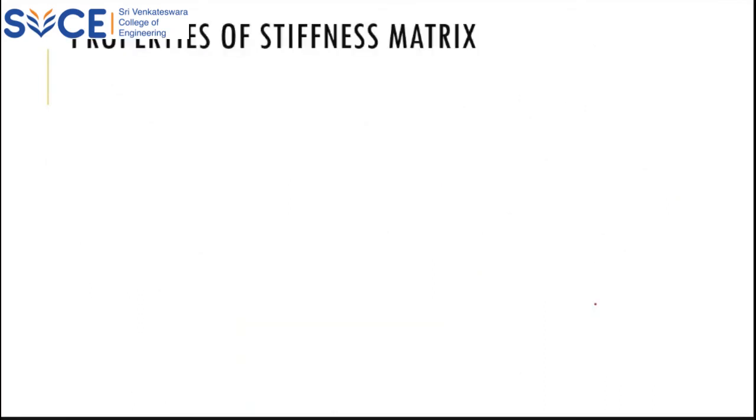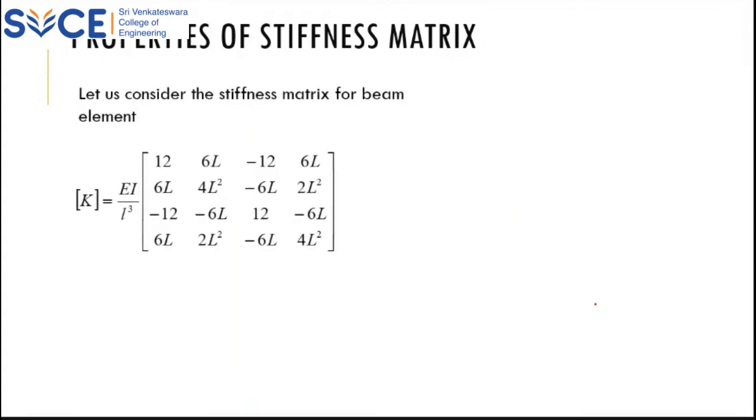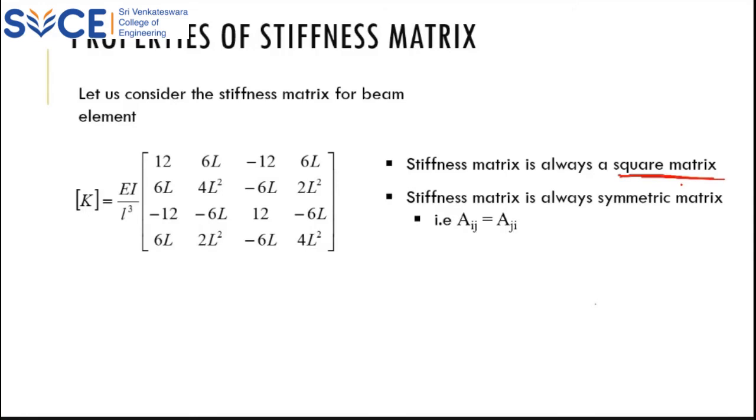There are some properties of the stiffness matrix. What are the properties? Let me consider this is my stiffness matrix. First, your stiffness matrix is a square matrix. Second, it is a symmetric matrix. If it is symmetric, Aij is equal to Aji. So except for the diagonal, the corresponding terms are the same. It is always a symmetric matrix.